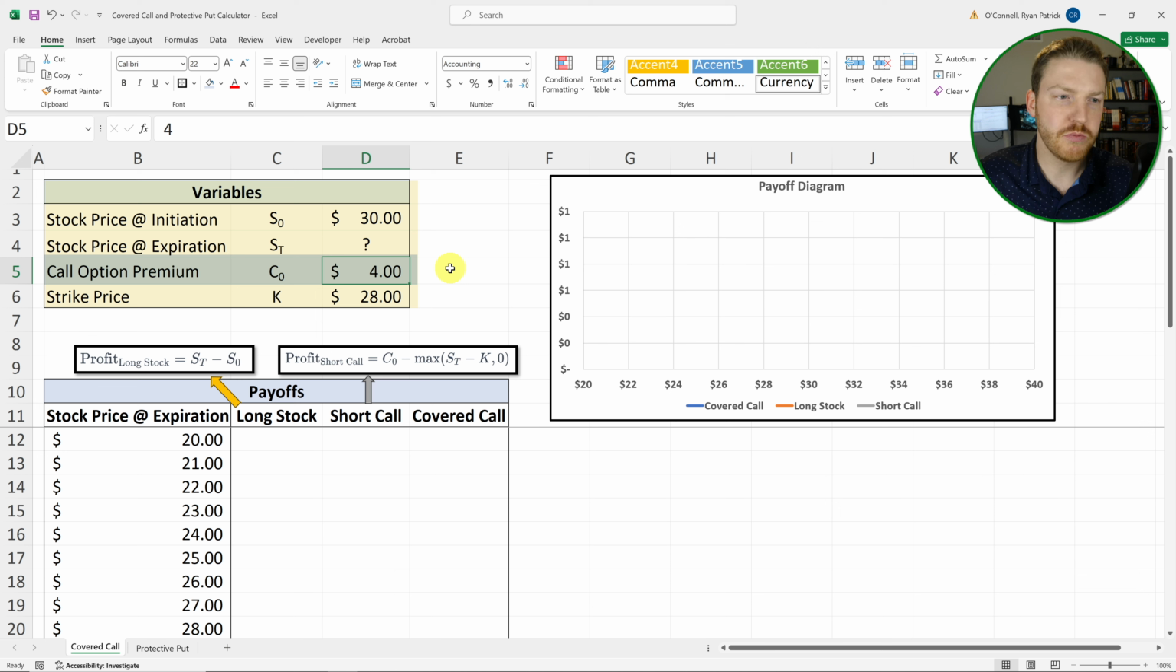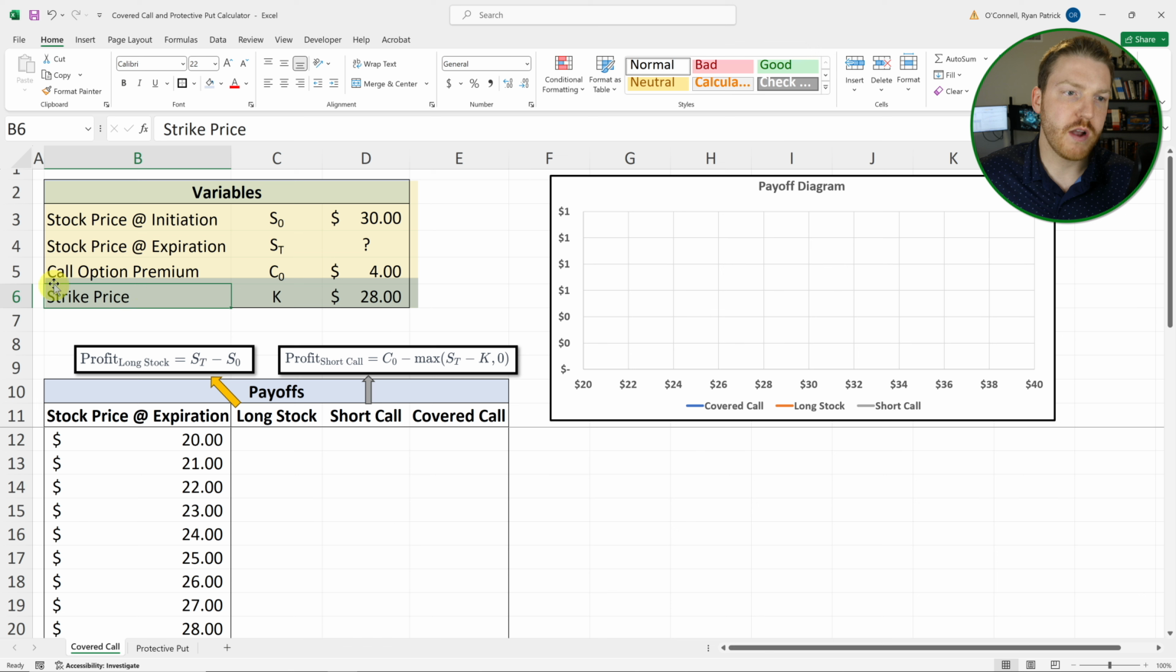That means that if we sell this call option today, we will receive $4 from whoever buys the call option from us. And then finally, the strike price, which we'll call K, is $28. Whoever we sell the option to has the option to buy the underlying stock for $28 when this call option expires, regardless of what the actual stock price is at the expiration of the contract.